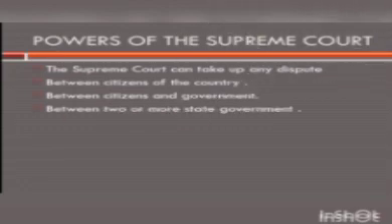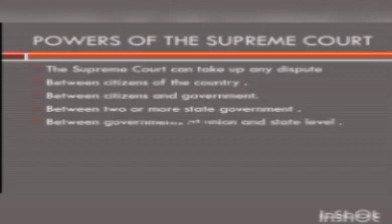Powers of the Supreme Court. The Supreme Court can take up any dispute between the citizens and the country, between citizens and the government, between two or more state governments, between government at the union and state level.